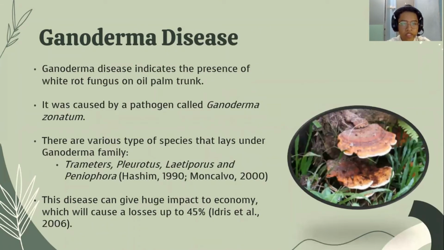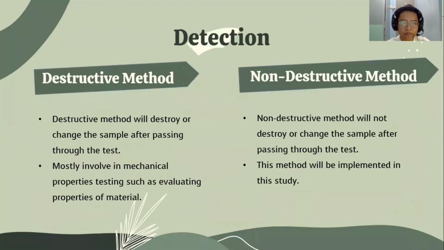Ganoderma disease indicates the presence of white rot fungus in the oil palm trunk, and it is caused by a pathogen called Ganoderma zonatum. There are various species that live under the Ganoderma family, including Trimeters, Pleurotus, Lentiporus, and Phenifora. According to research, this disease can have a huge impact on the economy, causing losses of up to 45%.